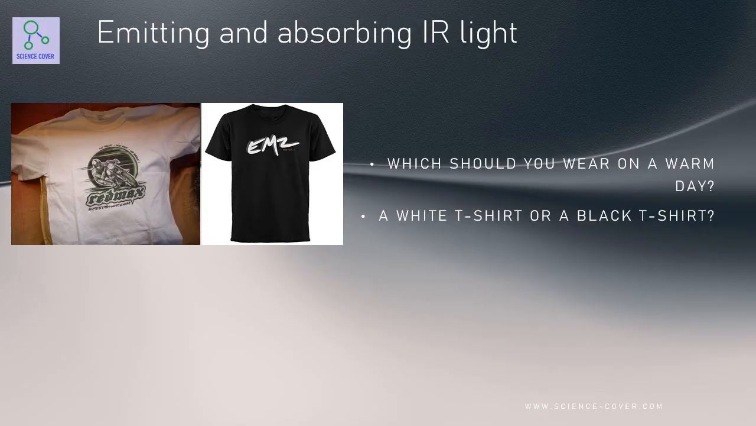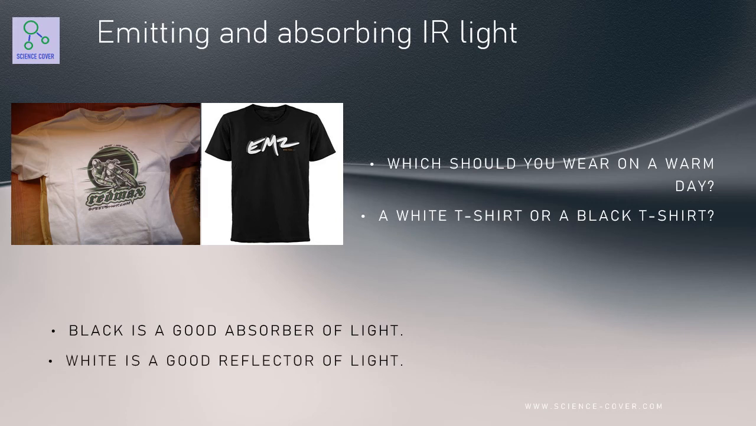Let's have a look at emitting and absorbing infrared light. Which should you wear on a warm day? A white t-shirt or a black t-shirt? Black is a good absorber of light. White is a good reflector of light. So white should keep a person cooler.